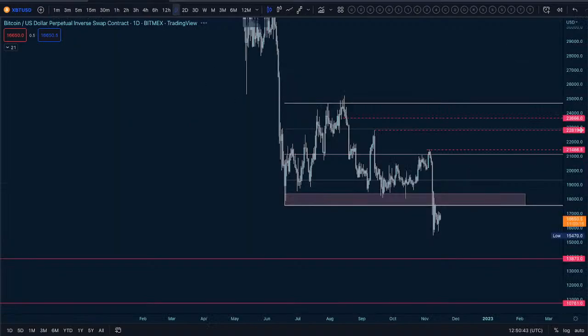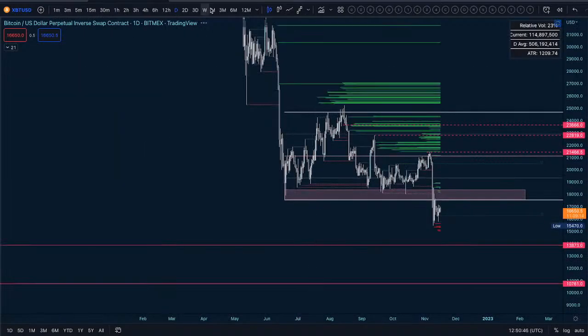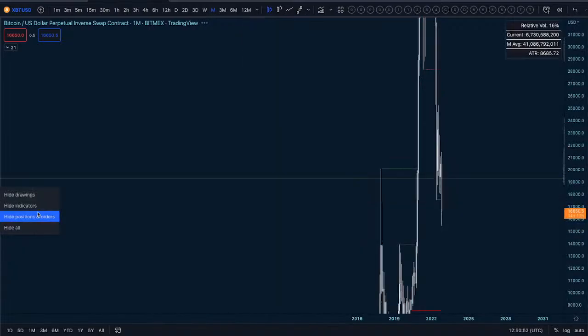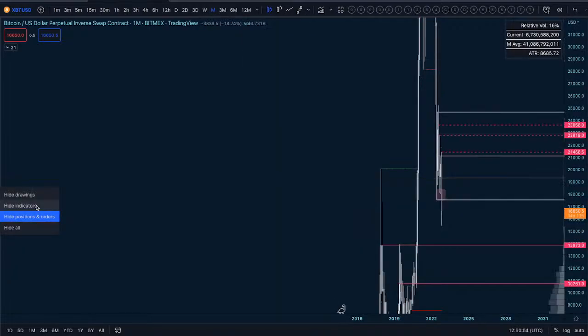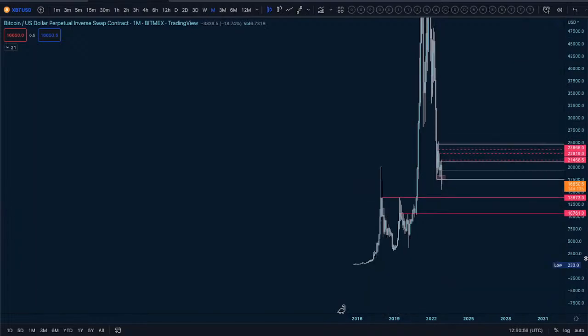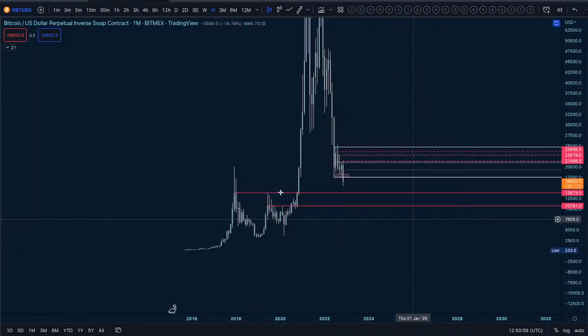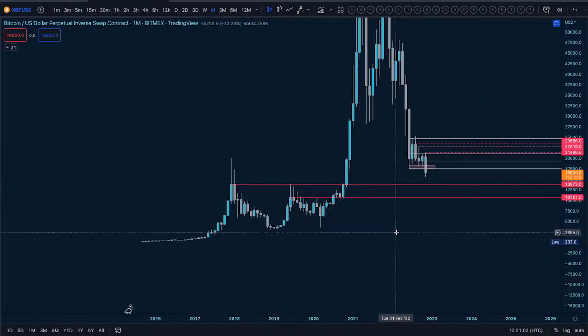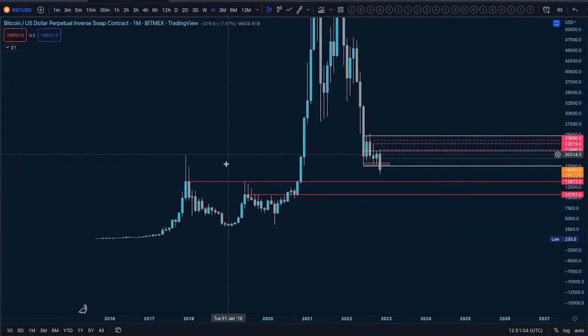Let's check what else we have here. Let's clean out this mess. Okay. So what we're doing here? The first support is the monthly level that we got here, right? This is our first support.